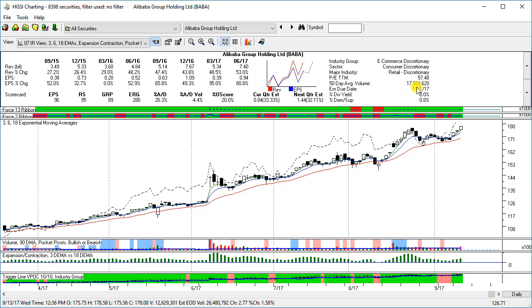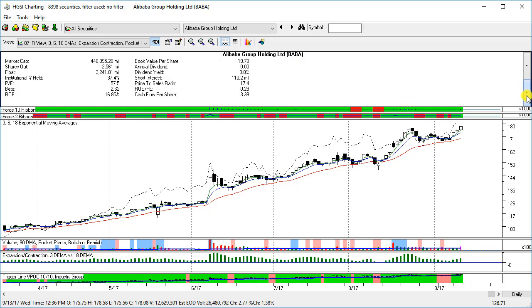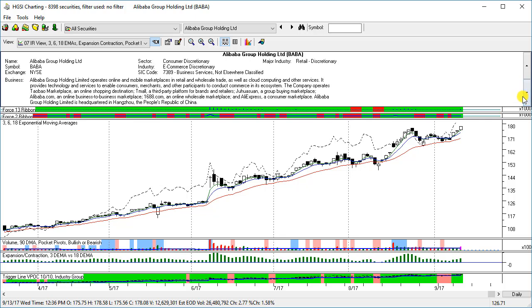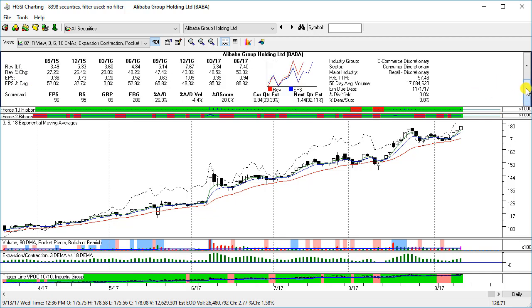Dividend yield, if there is one, the 50-day average volume. And then there are other panels in here: market cap, shares out, float, institutionally held, a PE ratio, beta, return on equity. You can read these yourself. And here's another information panel. You just click through here and it gives all of this information. This tells what the business is. It gives a description of the business, and I'm back to my main panel.